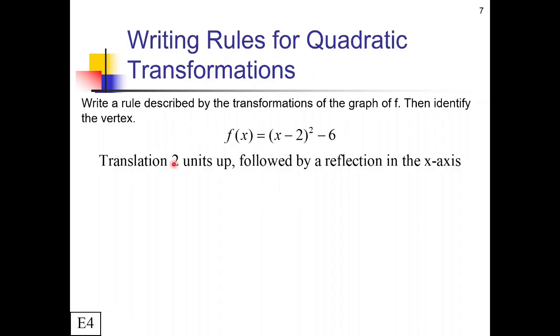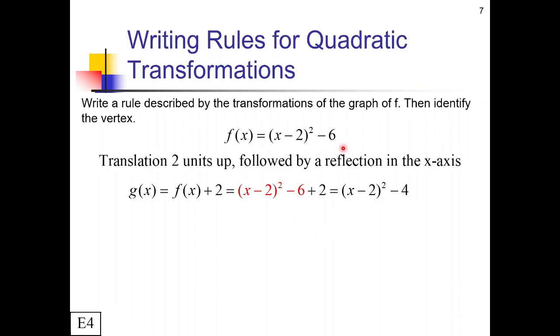So we have a translation 2 units up. That means that the g function I'm going to write has to take the f function and add 2 to that. So that's just going to be all of this x minus 2 squared minus 6 stuff plus 2. And all that gets affected is this minus 6 out here. Adding 2 to that just makes that a minus 4. So not a huge change there, but we're not looking for big world changes here.